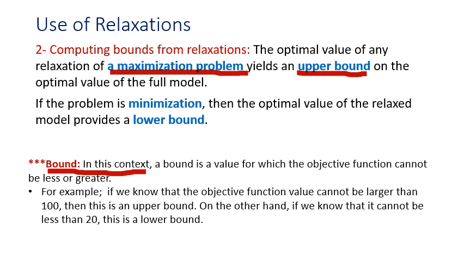But be careful. If your problem is a minimization problem, when you relax it, solve it, and find the optimal solution of the relaxed problem, that optimal value is a lower bound this time. So for a minimization problem, you have a lower bound. For a maximization problem, you have an upper bound. This is very important.